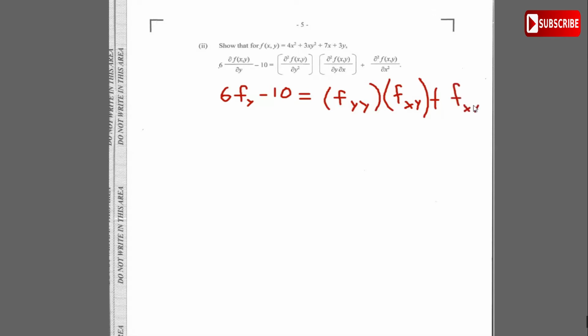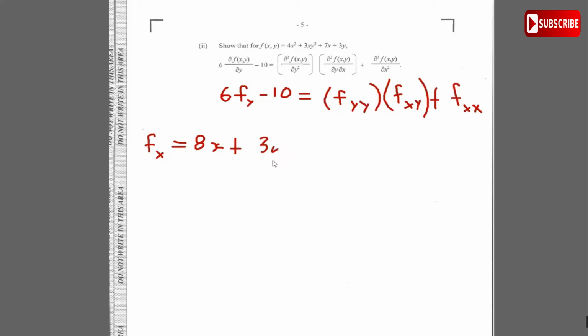If this is what we're trying to prove, first we need to start with f of x. This is f of x. From f of x, we're going to find the partial derivative of f with respect to x. Differentiating 4x squared, we get 8x. Then differentiating 3xy squared with respect to x, we get 3y squared.